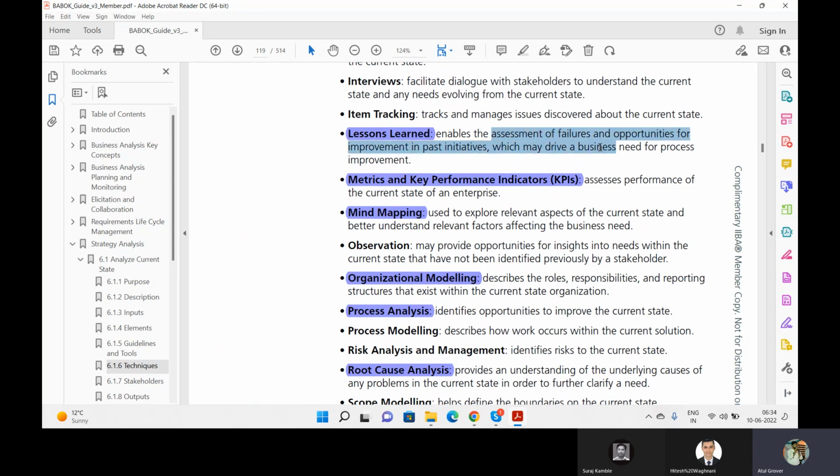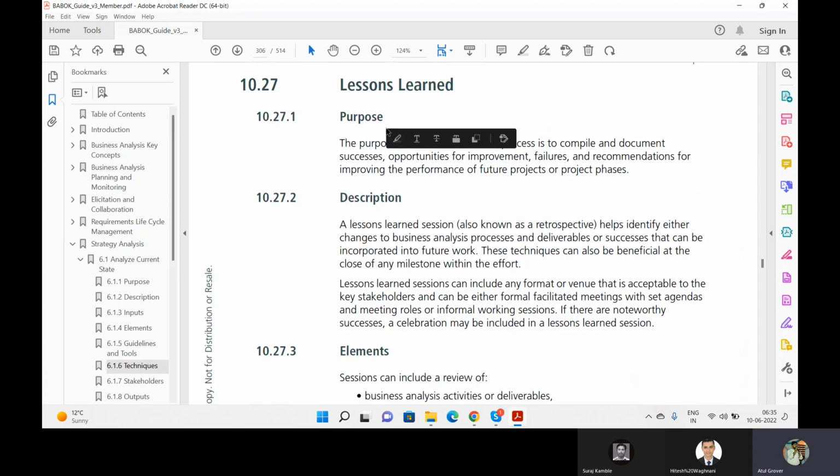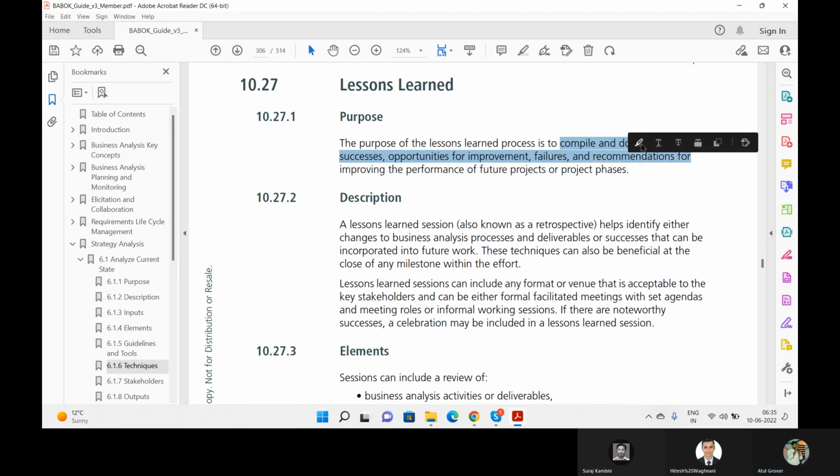Lessons learned enable the assessment of failures and opportunities for the improvement of past initiatives. Project implementation में last phase यही होता है. Guys, tell me what we learn. So what it says, the purpose of lessons learned is a process to compile and document success, opportunity, improvements, failure, recommendations. इन सबको कैप्चर करने के लिए मुझे लेसन लर्न करते हैं.